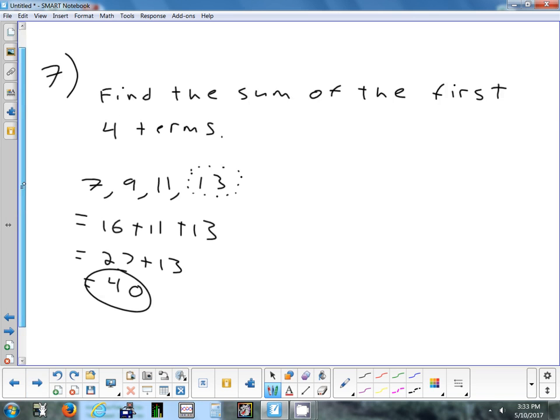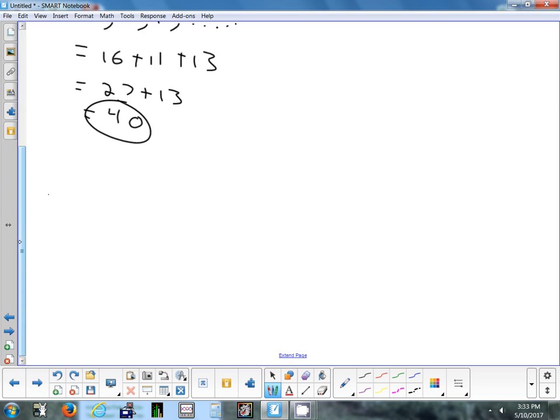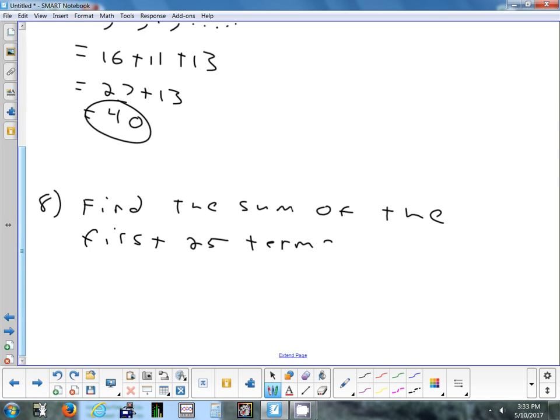Okay. Now let's try find the sum of the first 25 terms. So now if you're getting into one that's that big, you're going to want to use a formula. Probably not going to want to do that by hand.